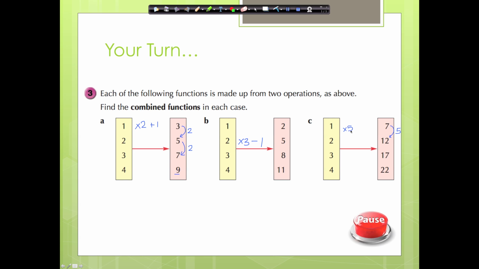So if I do that, what do I have to do to get to 7? I have to add on 2. So 1 times 5 is 5, add 2 gives me 7. 2 times 5 is 10, add 2 gives me 12. 3 times 5 is 15, add 2 is 17. So we know that that works. So that is the rule for the last one, times 5 and then add 2.